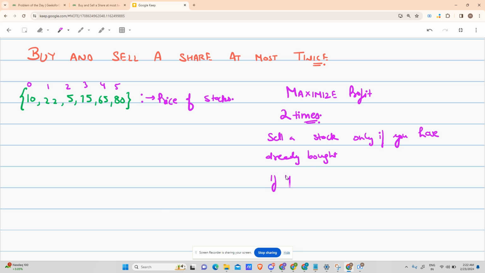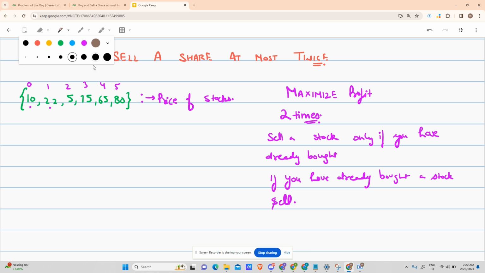And if you have already bought a stock, then the only option for you is to sell. You cannot buy two stocks one after another. That is, you cannot buy at 10 and, without selling the 10 once, buy at 22 again. First you will have to sell the 10, then you will have to buy at 22. That is the only provision allowed to you.